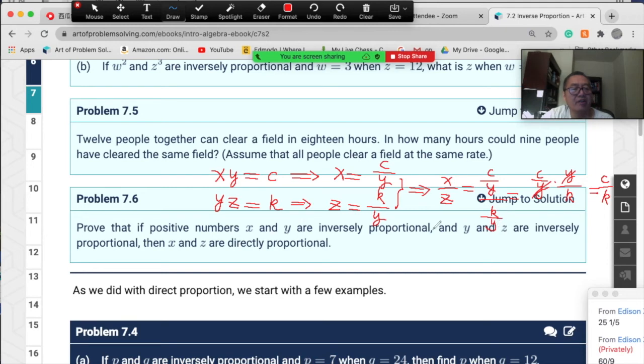Based on the definition of direct proportion, we can get that x and z are directly proportional. Okay? So based on the definition of direct proportion, x and z are directly proportional. That's what you prove, right?